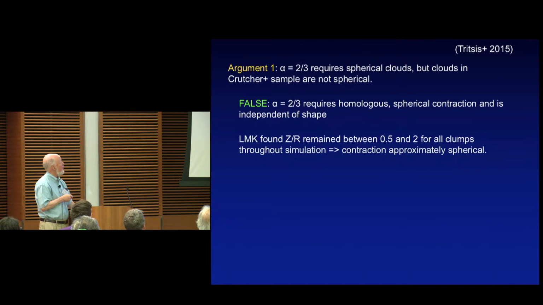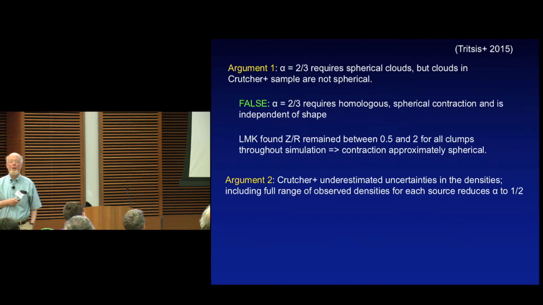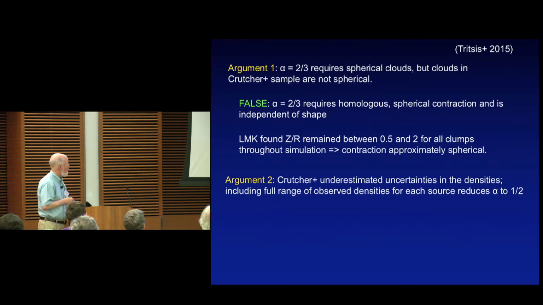The second argument is that they underestimated the uncertainties in the densities, and if you include the full range of observed densities, then lo and behold, you get alpha of 1/2. In talking to Dick, he acknowledges that they just made a very rough estimate of the uncertainties, about a factor of 2, and it's quite possible that the uncertainties are greater than that, but he is not aware of any bias in those uncertainties.